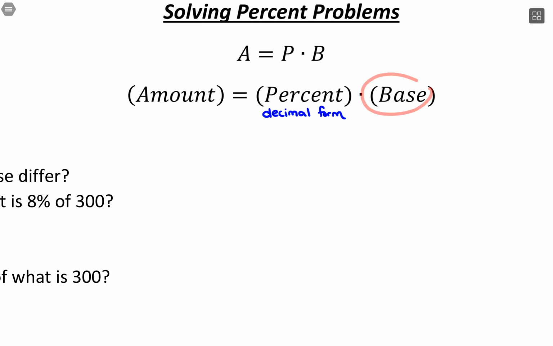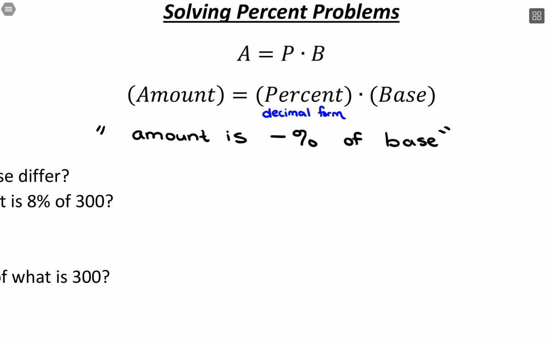So base is a starting value in that we're taking some percentage of that starting value. And then what we're left with after taking that calculation is the amount. Now, in terms of wording, what you're going to see in sentences is that we'd phrase it as the amount is the percent, something percent of base.